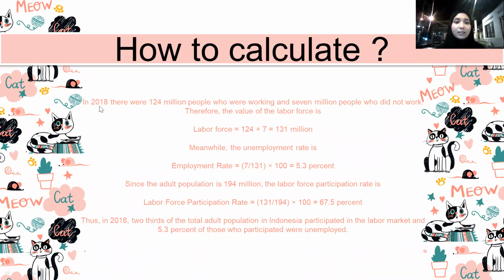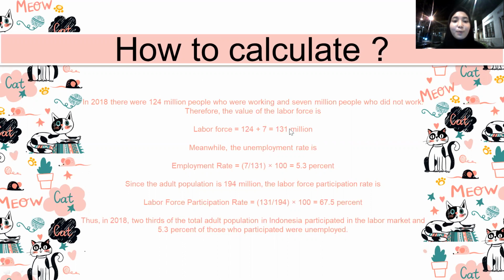In 2018, there were 124 million people who were working and 7 million people who didn't work. Therefore, the value of the labor force is 124 plus 7, which is 131 million. Meanwhile, the unemployment rate is 7 divided by 131 and multiplied by 100. Yes, we got 5.3%.